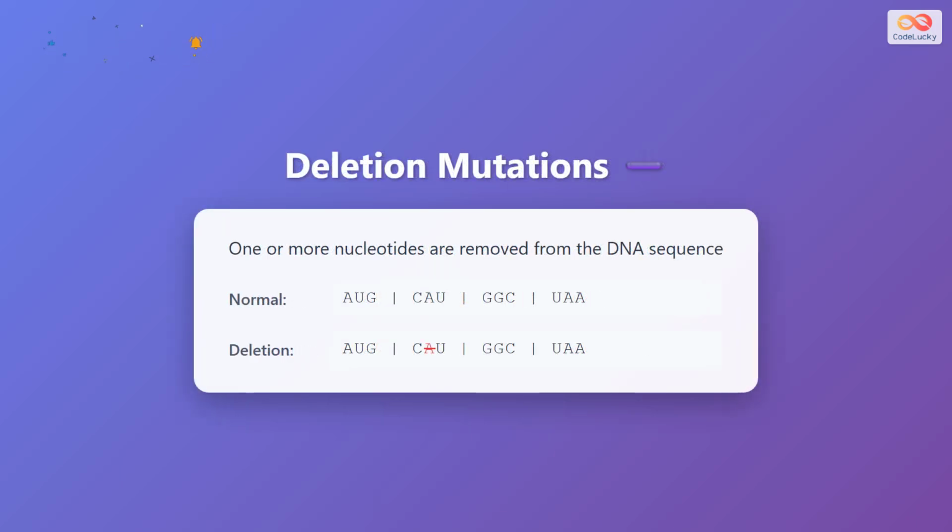A deletion mutation is the opposite of an insertion. In this case, one or more nucleotides are removed from the DNA sequence. Using our original example, AUG | CAU | GGC | UAA, if we delete the A from the second codon, we're left with AUG | CUG | GCU | AA. Just like with insertions, this single nucleotide deletion shifts the entire reading frame. All codons downstream of the deletion are now different, which will produce different amino acids during translation.